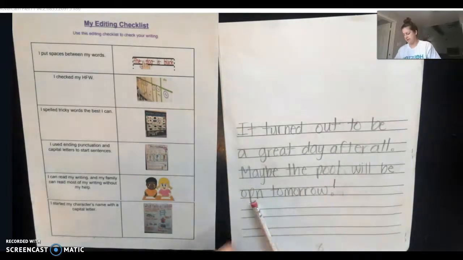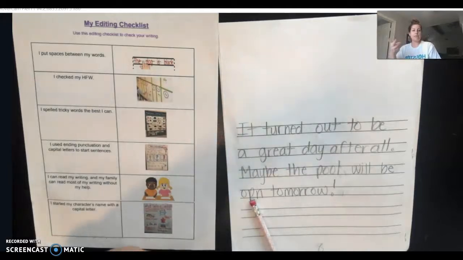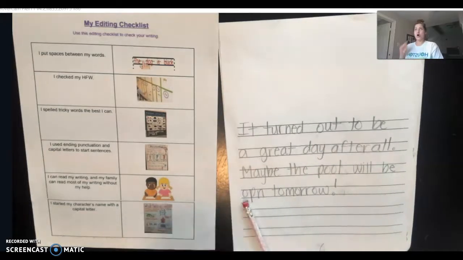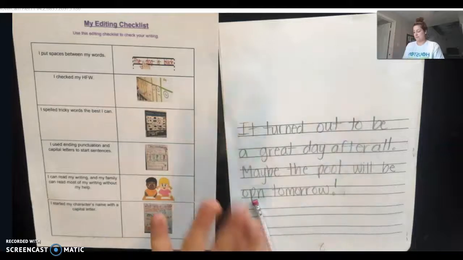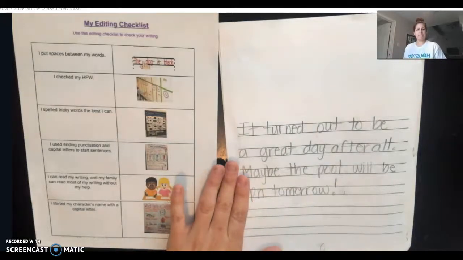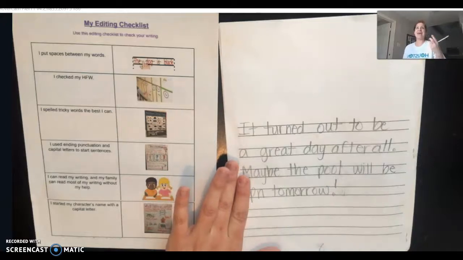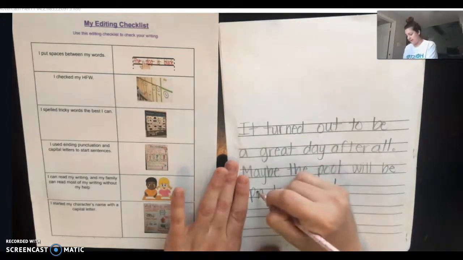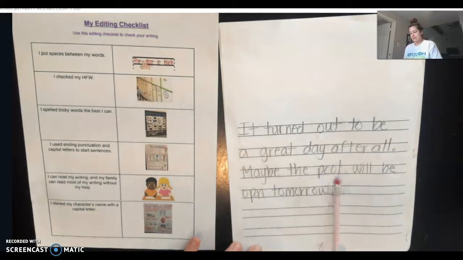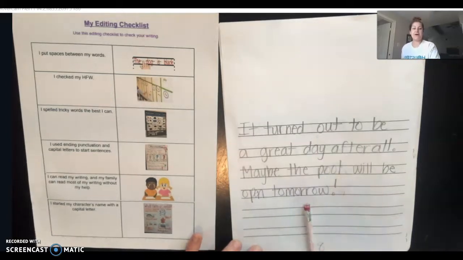Ooh, what is that? Let's say the word open. Open. How many syllables are in open? Two. So how many vowels do I need? Two. Let's look at that. O, pen. So that means I need a vowel, not just pen. P, e, n, e. I need an E there. Maybe the pool will be open tomorrow. And that's the ending of my story.